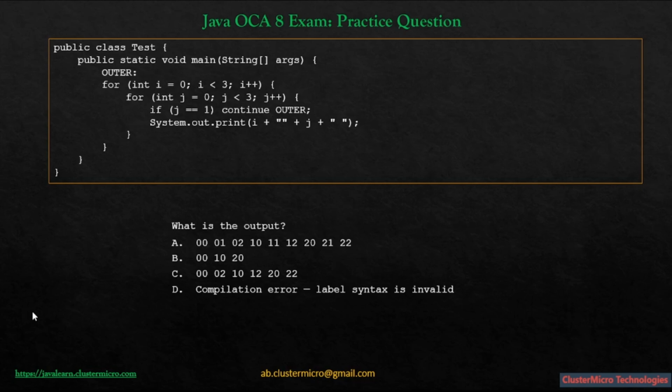The answer is B, 0 0, 1 0, 2 0. So when j equals 1, continue outer will fire, the inner loop is abandoned and the outer loop moves to the next i. Only j equals 0 ever executes the print. So for each i, 0, 1, 2, only i plus 0 will print.